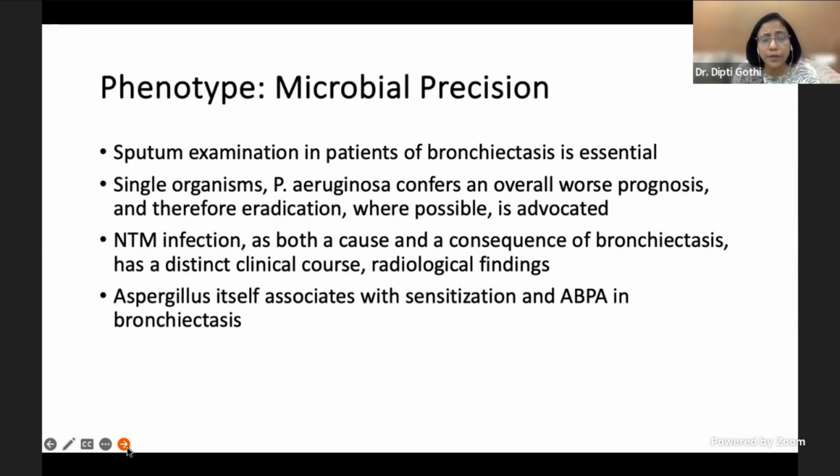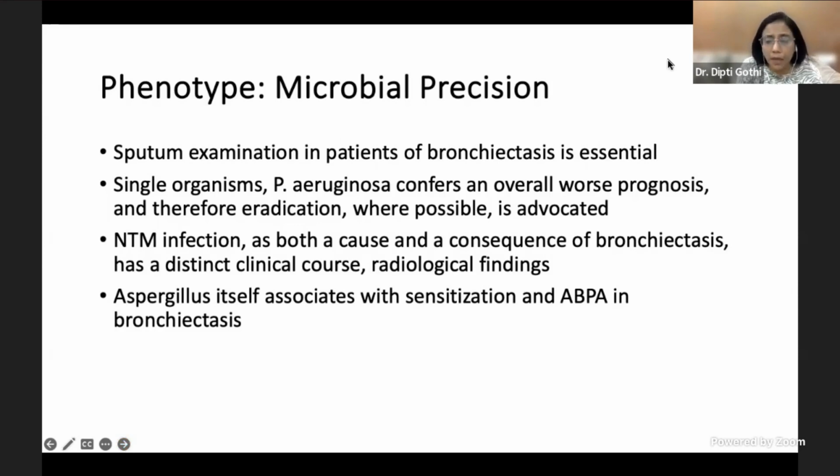Whenever possible, I said, because it's difficult to eradicate Pseudomonas. It is possible to eradicate it almost 40 to 50% of the time. The rest of the time it is not possible. But whenever possible, please try and eradicate. If there is NTM infection, of course, follow the guideline and treat as NTM. The radiological finding of middle lobe bronchiectasis and nodular opacity helps in understanding that the patient possibly has NTM infection. Aspergillus itself is associated with sensitization, and ABPA can also have Aspergillus associated.